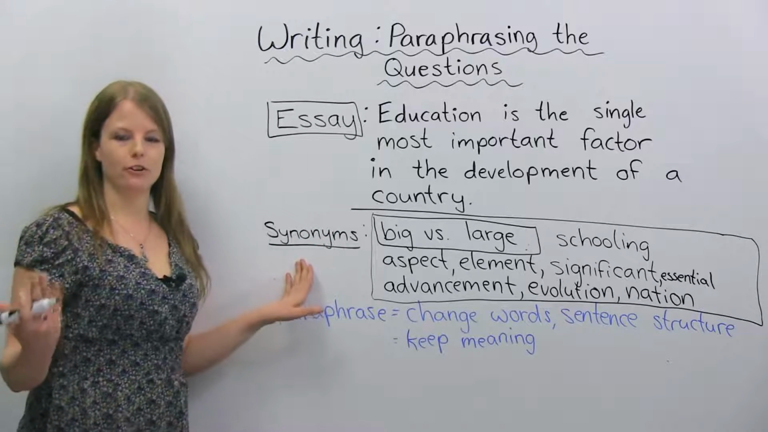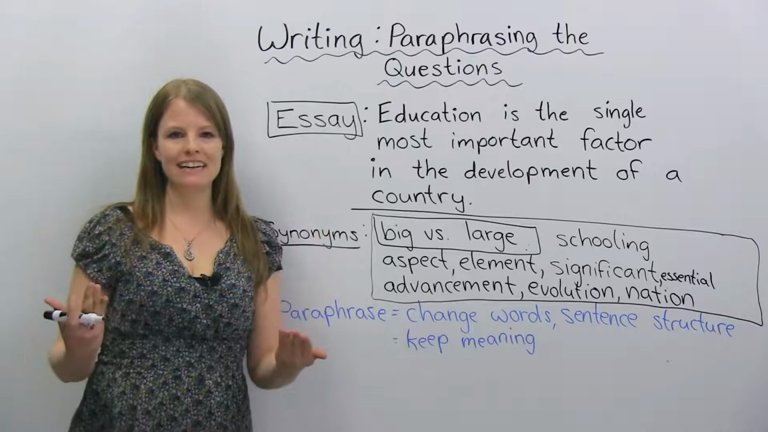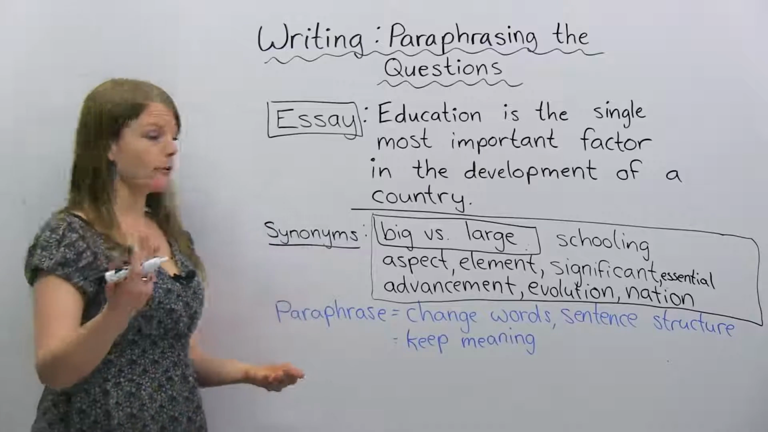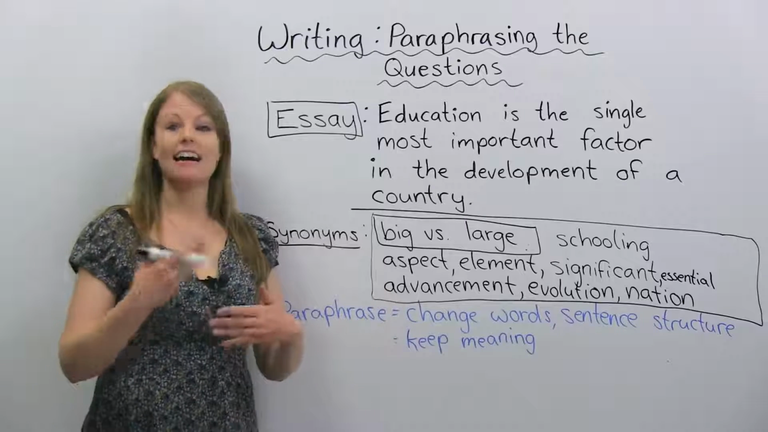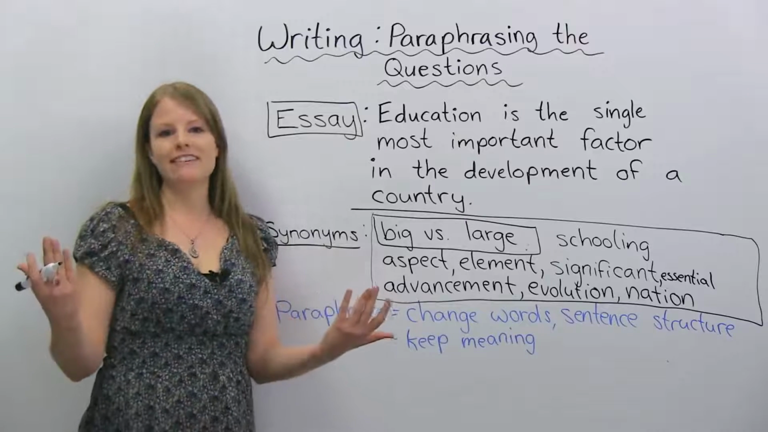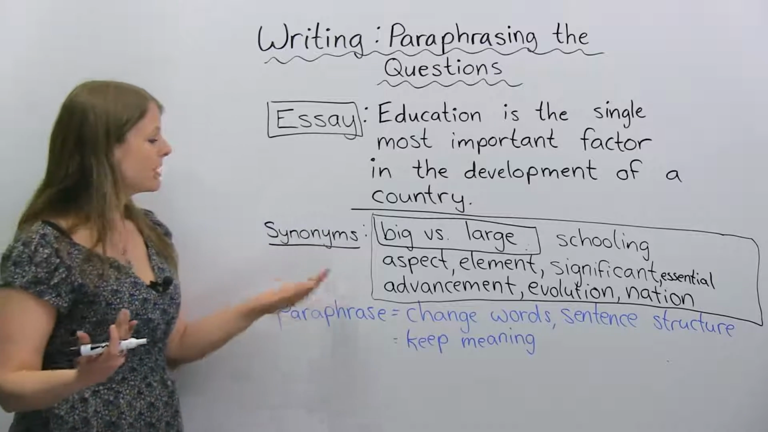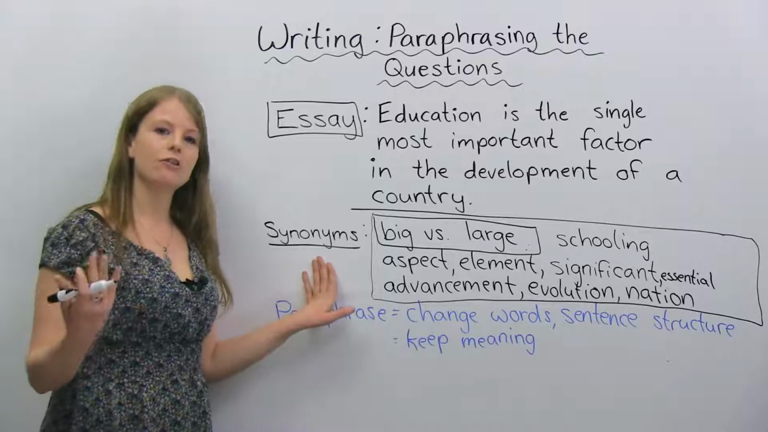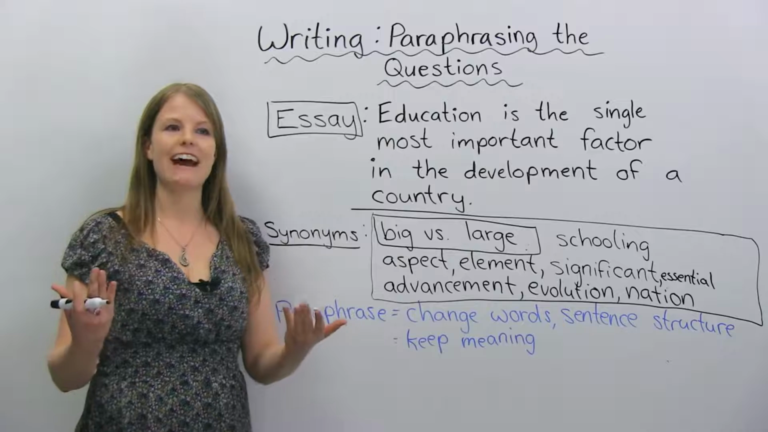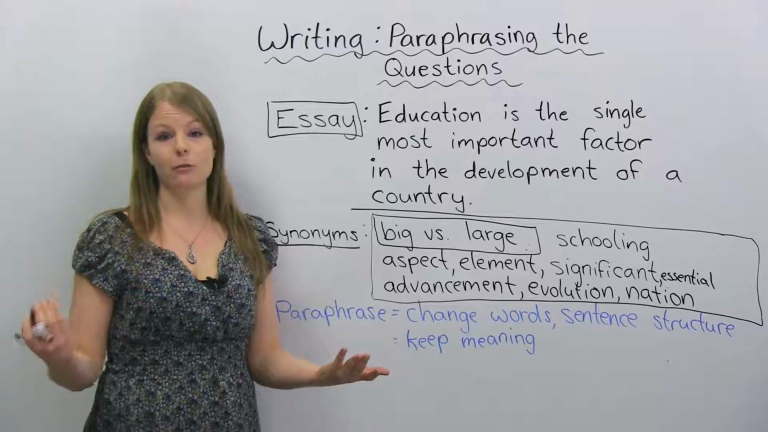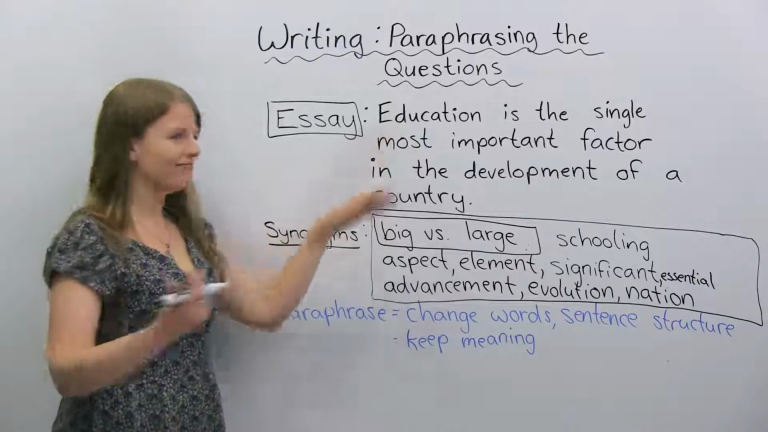So this might be a new word for you too, a synonym. Synonyms are words that have the same meaning but are different words. So for example, big and large have the same meaning, just like huge, enormous. These are synonyms of each other, same meaning, but they're different words. So you need to use different synonyms so you don't just copy these words. You use synonyms to have words that have the same meaning but are different words. So let's look at an example. Our first word here is education.